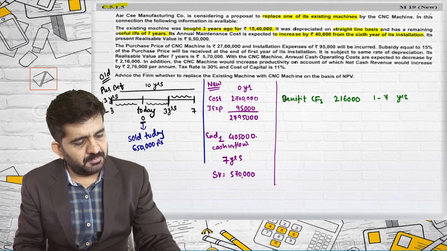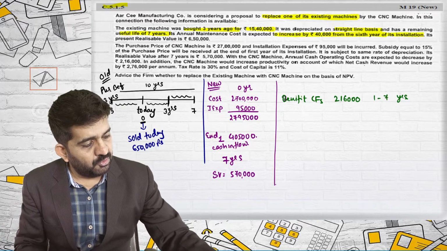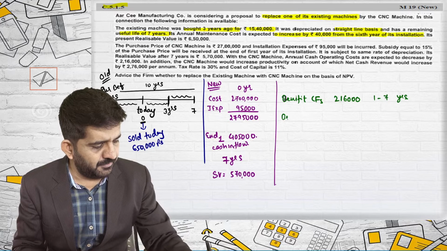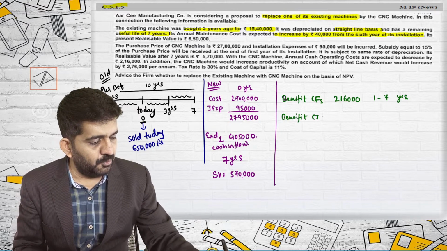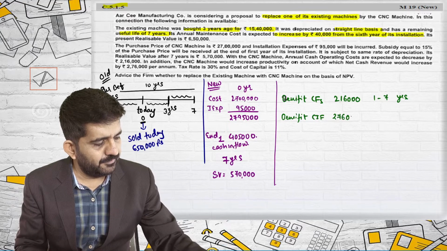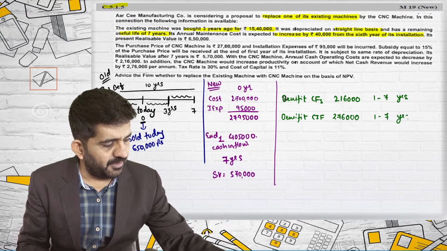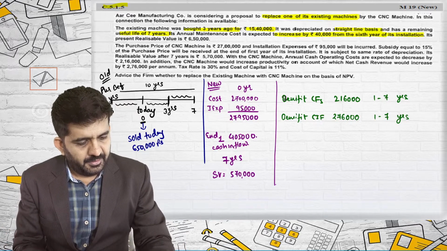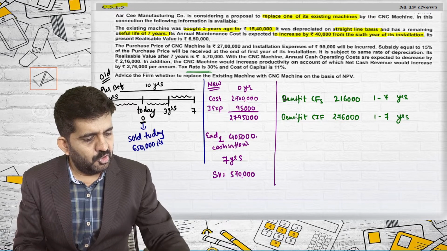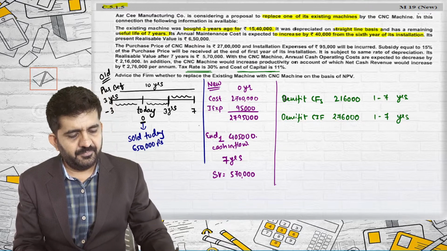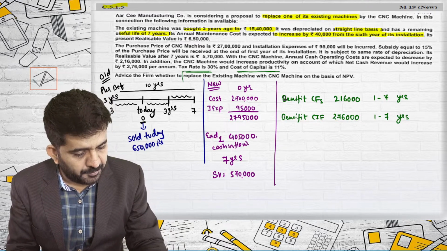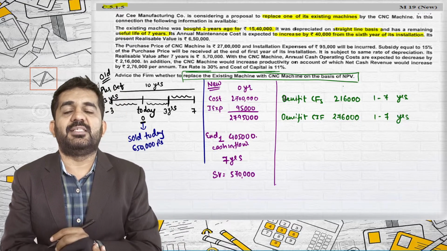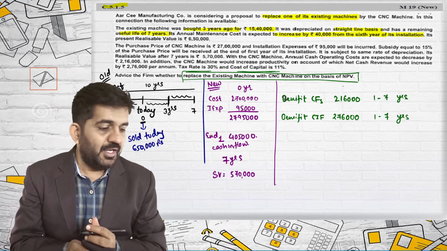In addition, CNC machine would increase the productivity on account of which the net cash revenue would increase by 2,76,000. This is again a benefit. Cash inflows of 2,76,000, and this will happen from 1 to 7 years. Tax rate is 30%. Cost of capital is 11%. Advise the firm whether to purchase, no, replace the existing machine with a CNC machine on basis of NPV.